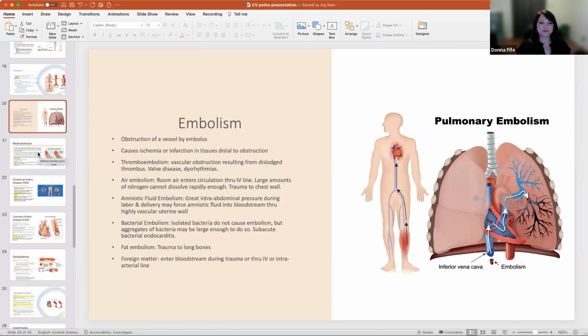Amniotic fluid embolism, there's great intra-abdominal pressure during labor and delivery, and this may force some of that amniotic fluid into the bloodstream through the highly vascular uterine wall. Bacterial embolism, isolated bacteria alone do not cause an embolism, but aggregates of the bacteria can be large enough to cause an embolism. And this is a particular risk with subacute bacterial endocarditis. A fat embolism can occur with trauma to the long bones. And there can be foreign matter that enters the bloodstream during trauma or through an IV or an intra-arterial line that can cause a foreign matter embolus.